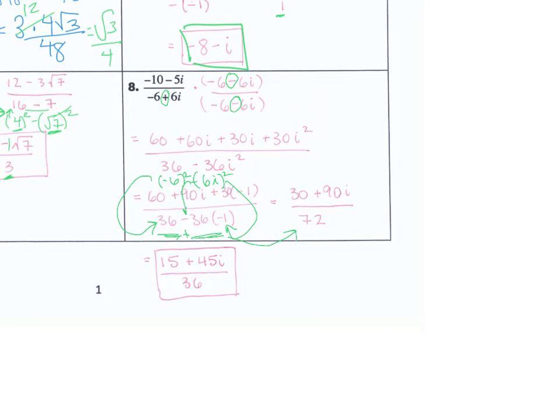72 on the bottom. And then on top, you just have to FOIL, right? Just like we were doing in the beginning problems, combine like terms, and you get 30 plus 9di on top. You can simplify. You can divide all these terms by 2. And so you end up with 15 plus 45i over 36.